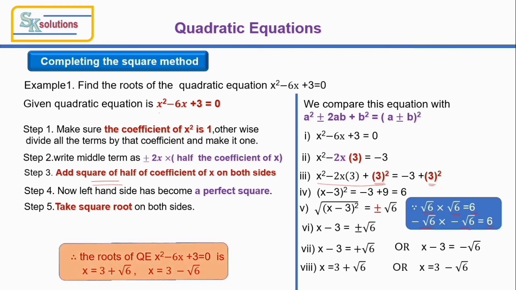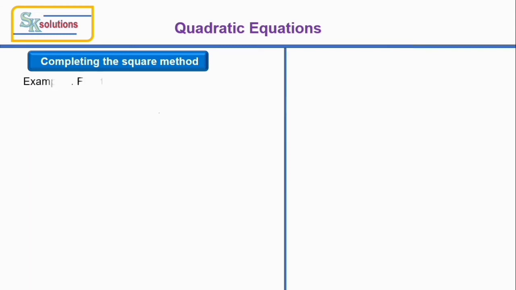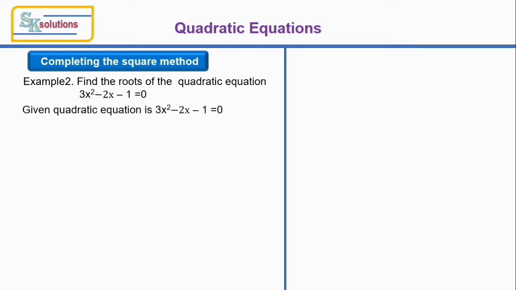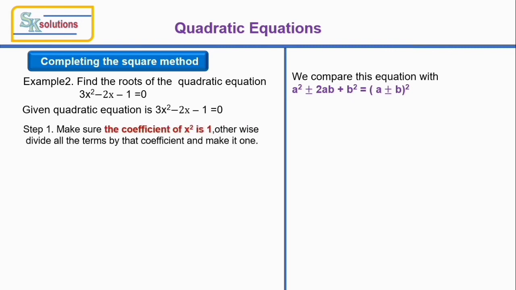Now we will take up this second example where we need to find the roots of 3x squared minus 2x minus 1 equal to 0. This time the coefficient of x squared is not 1. Okay, let's see what can we do in this case. Make sure the coefficient of x squared is 1, otherwise, now we will use the second part, otherwise divide all the terms by that coefficient.